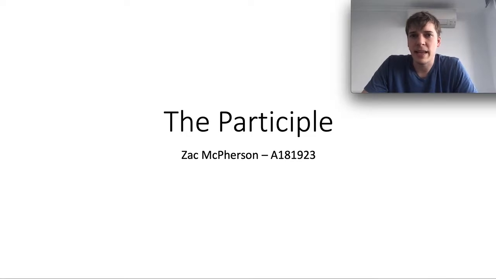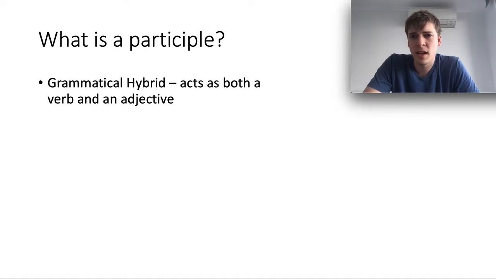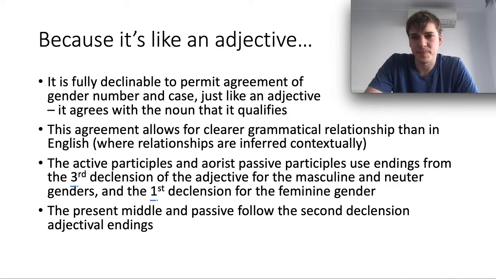But generally speaking, the participle in English is a verb with the ending -ing that can then act essentially as an adjective. And this is why the participle is often called a grammatical hybrid, because it conveys the idea of a verb whilst also acting essentially as an adjective.